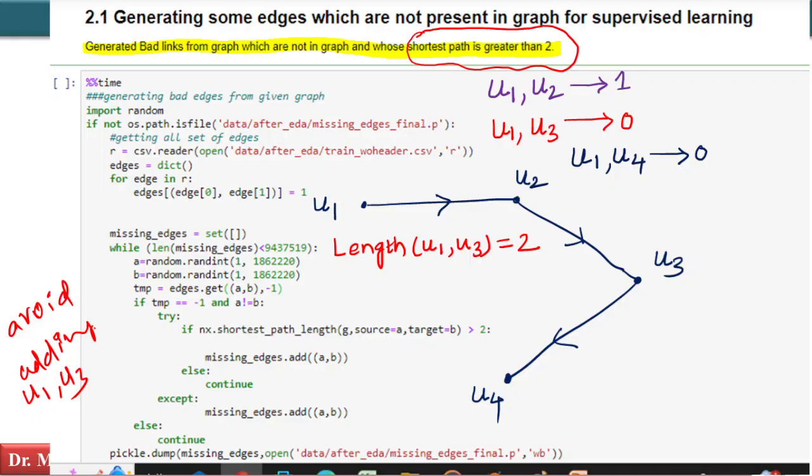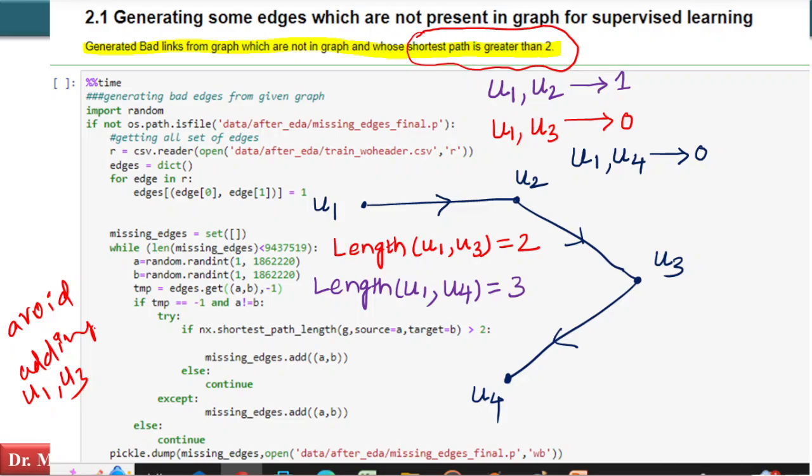But look at u1, u4. The shortest path length from u1 to u4 is 3, which is greater than 2. So we will let those pairs of vertices which have path length greater than 2 be potentially present in our data set as a 0 labeled pair of vertices. I am saying potentially because we are going to randomly sample.